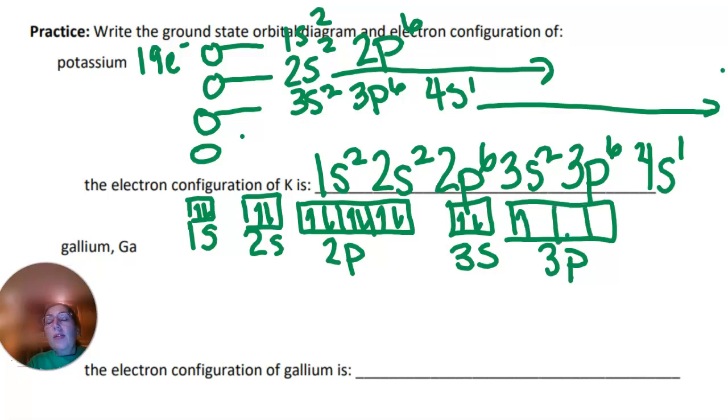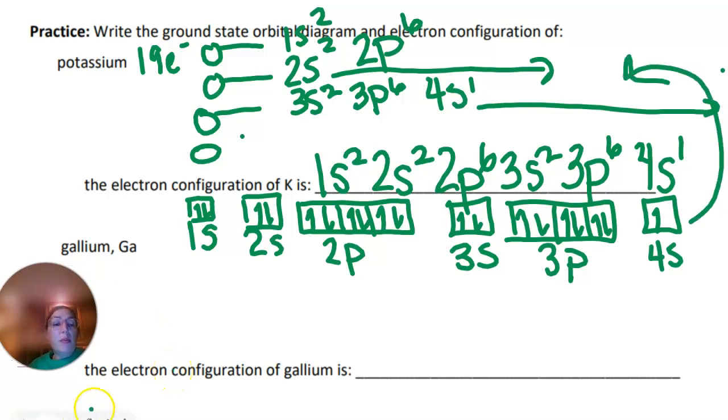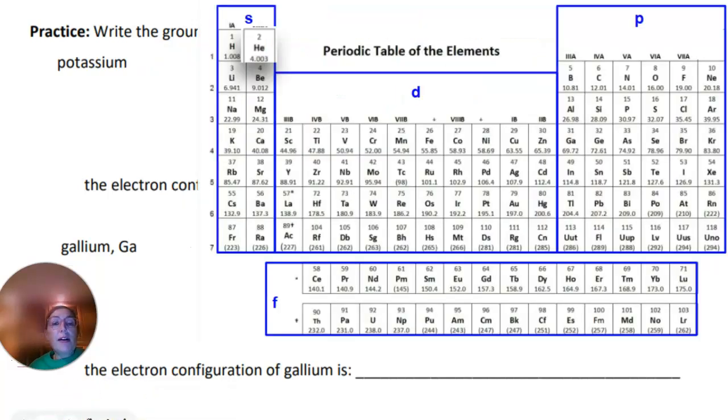This is going to get me 13, 14, 15, 16, 17, 18. And 4s is going to have just one 19th electron. Okay, so the boxes are sort of supposed to go up here, but I was a little out of room. That's fine. Okay, let's use the table again to find gallium.